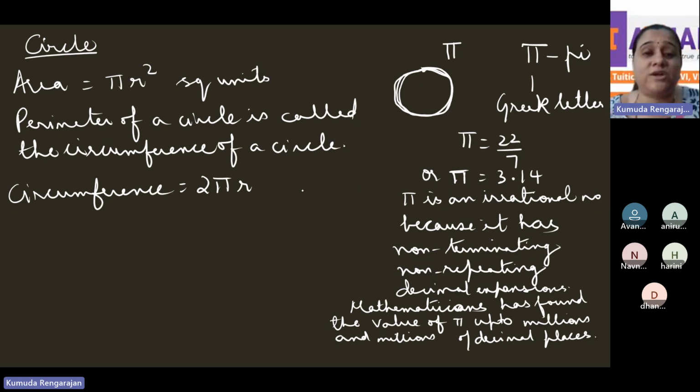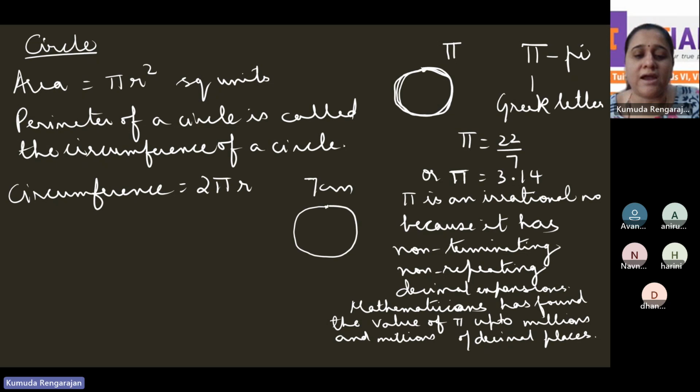Now, supposing you have a piece of thread of length 7 centimeters. How do you know it is 7 centimeters long? You have measured it with a scale. You have measured the length of the thread using your scale, and the length of the thread is 7 centimeters. So now what do you do? You start from some point like this, and you turn the thread like this, and you make a perfect circle.